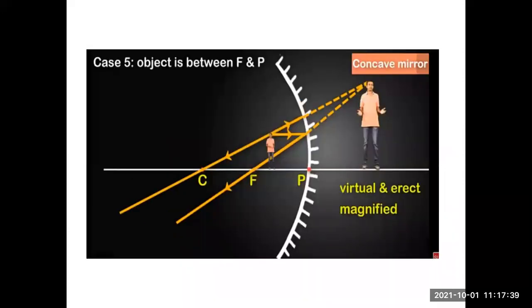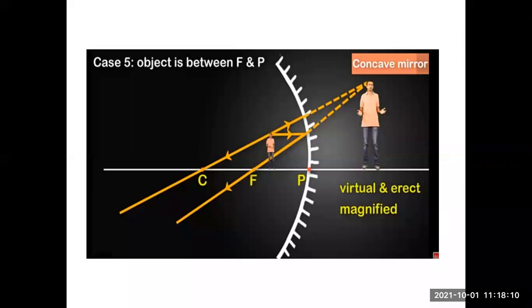Okay, so moving on, going towards case 5, the object is between F and P. That is focus and pole. The person is standing in between focus and pole. Now you can see the reflected rays do not meet, but we are extending those two lines and finding the point of intersection of those two lines to get our image.